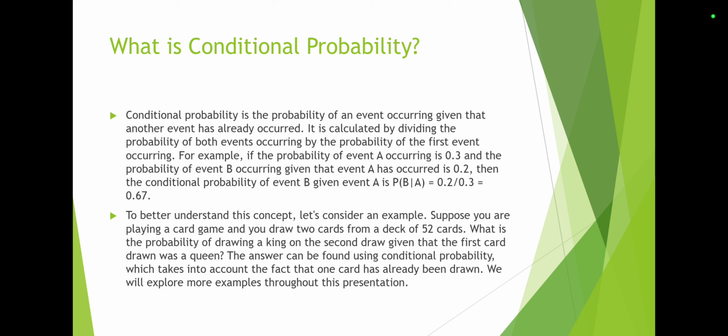Suppose you are playing a card game and you draw 2 cards from a deck of 52 cards. What is the probability of drawing a king on the second draw given that the first card drawn was a queen? The answer can be found using conditional probability, which takes into account the fact that one card has already been drawn. We will explore more examples throughout this presentation.